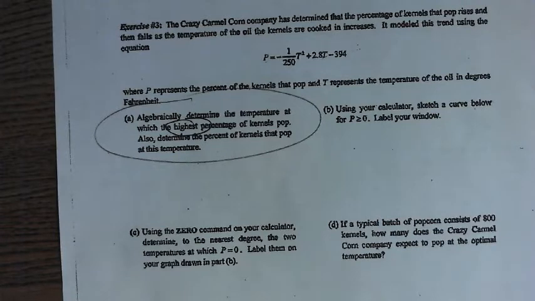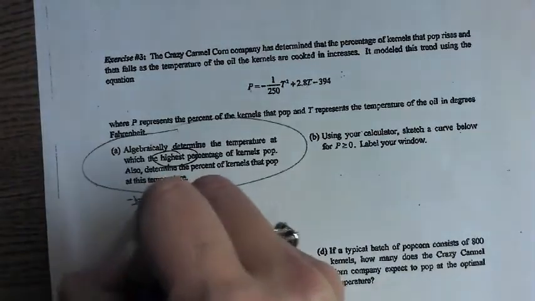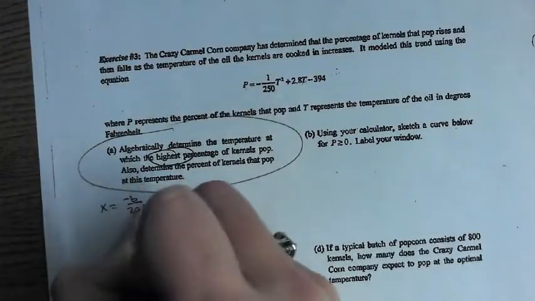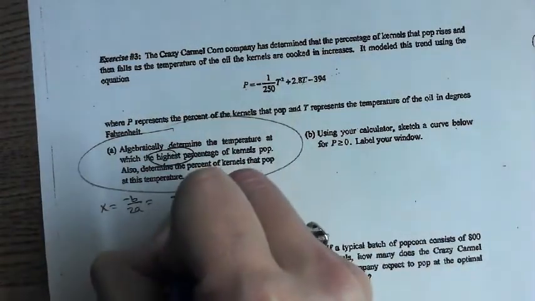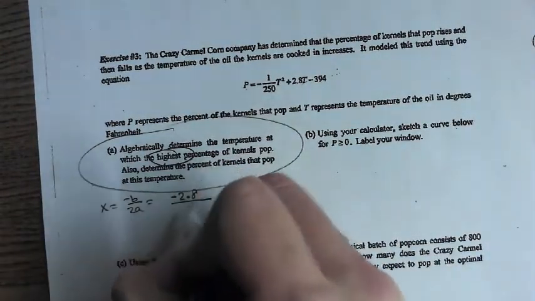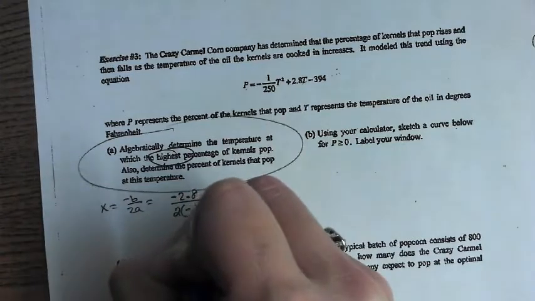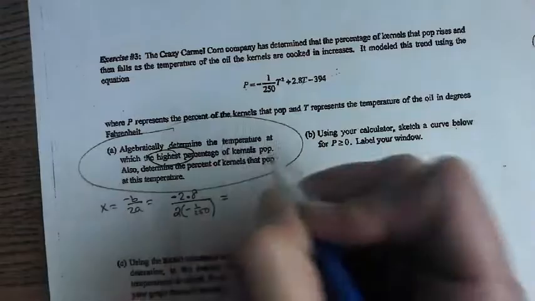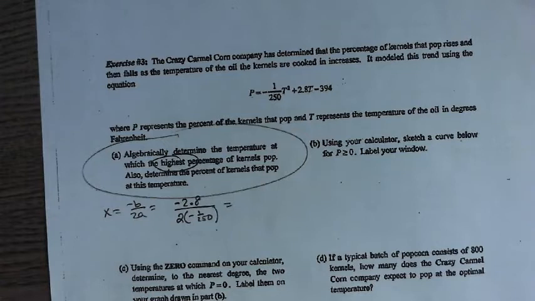Anytime you read those buzzwords, it means vertex. Find the vertex. So negative b over 2a is going to give us negative 2.8 over 2 times negative 1 over 250. That's a calculator. So negative 2.8 divided by negative 2 over 250, really. I'll just tell you, that gives us 350.